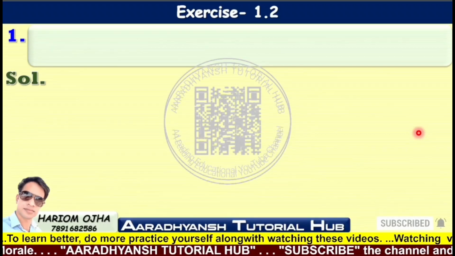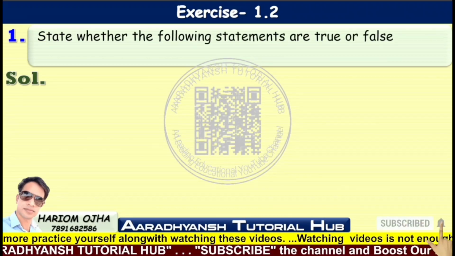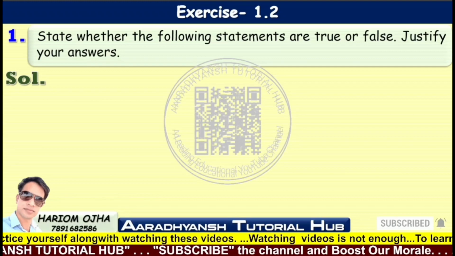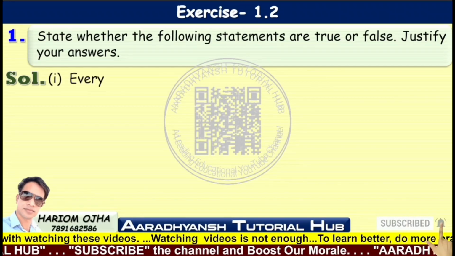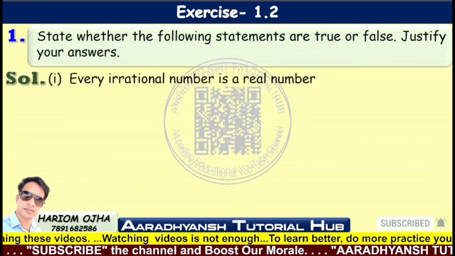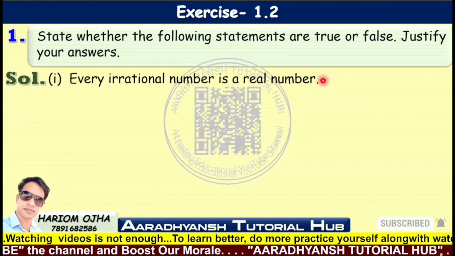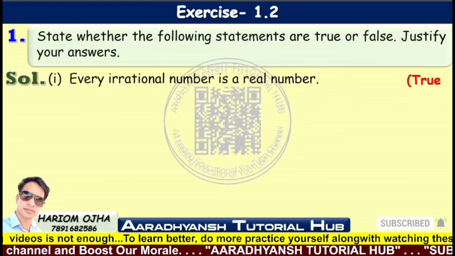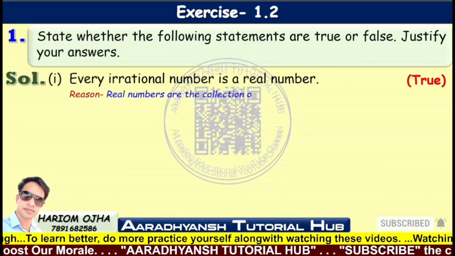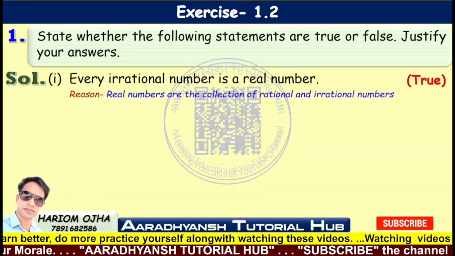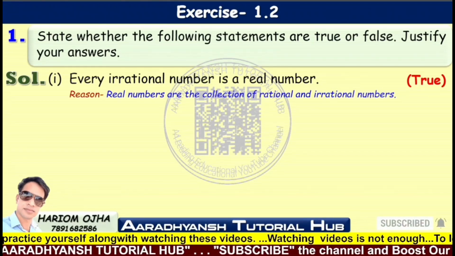Now exercise 1.2 and its first question is, state whether the following statements are true or false. Justify your answers. We have to justify and put some reason why it is false or true. The first statement is, every irrational number is a real number. Yes, every irrational number is a real number. This statement is true because real numbers are a collection of rational and irrational numbers. So every rational number is a real number and every irrational number is also a real number.